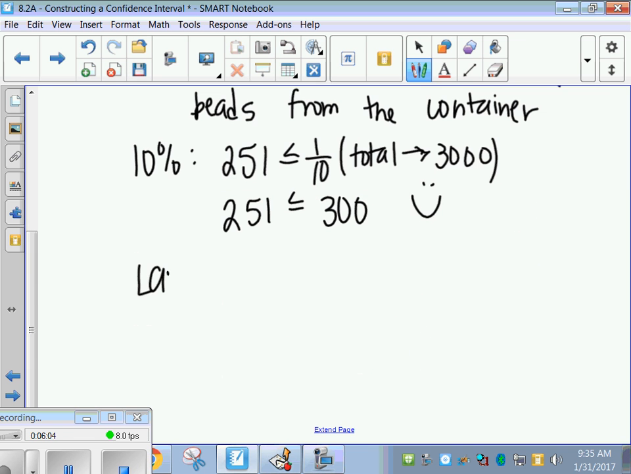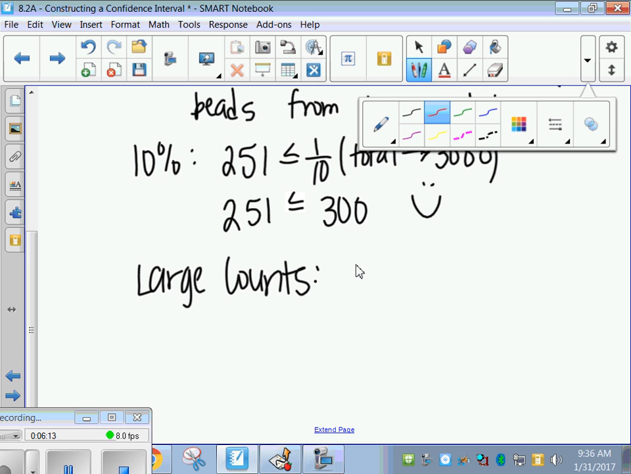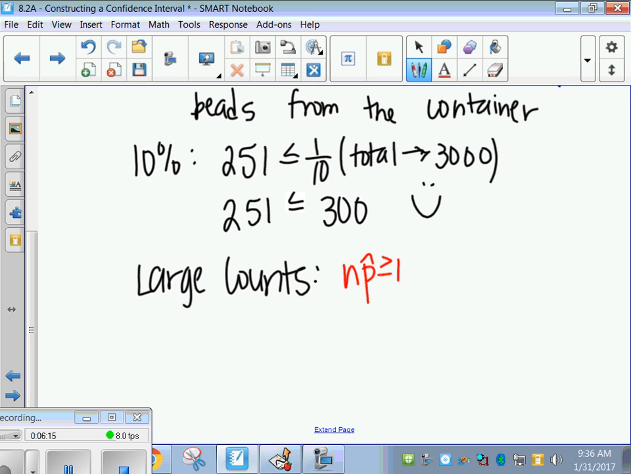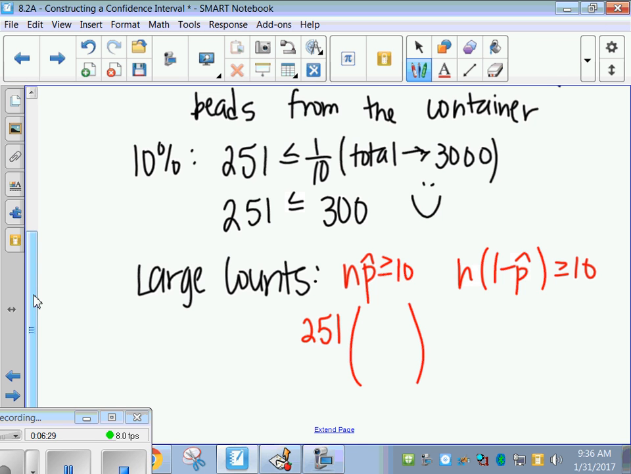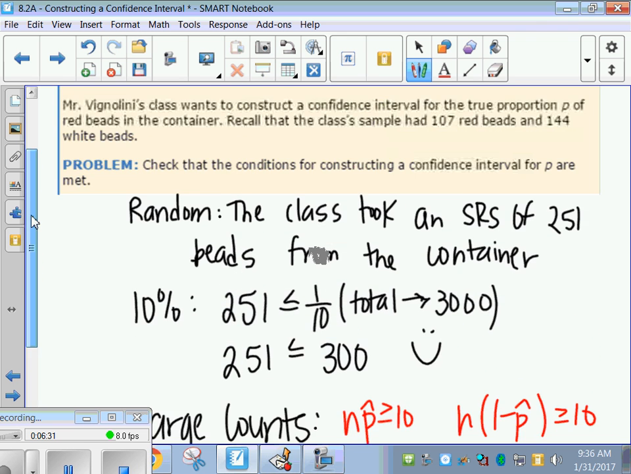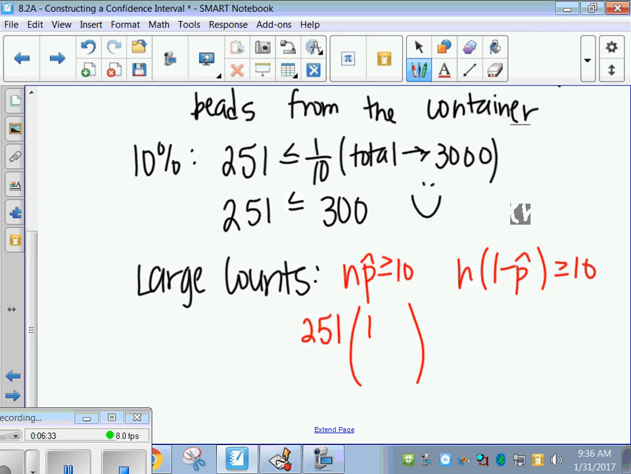And then we have to check large counts. All right, so this is interesting, and you guys should pay attention on this large counts. This is where we do n p hat greater than or equal to 10, and n(1 minus p hat) greater than or equal to 10. What's n? 251, okay, so we drew 251. What's our sample proportion that we got? 107 over 251.